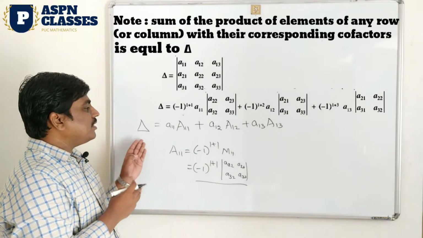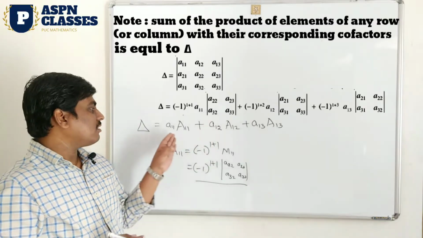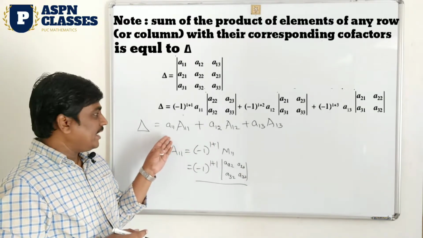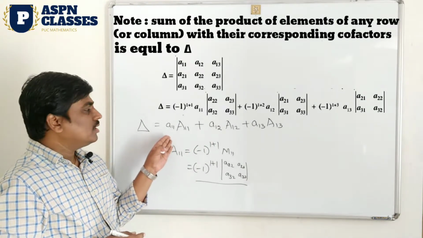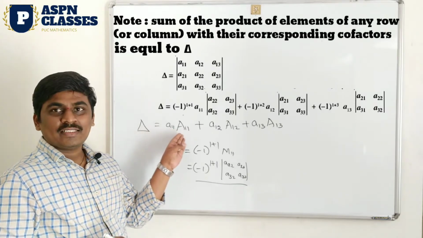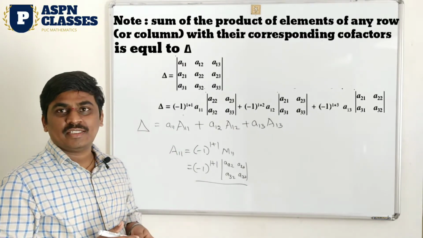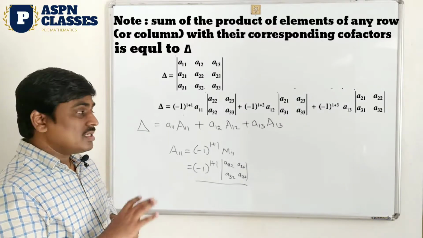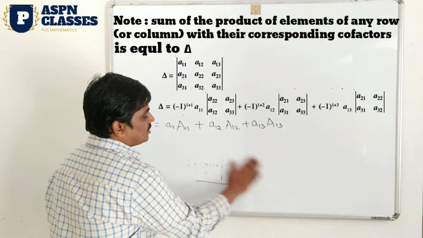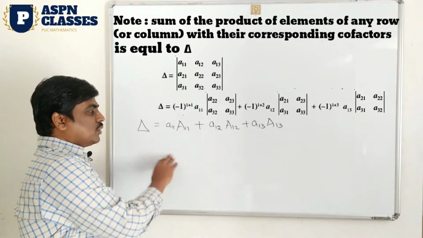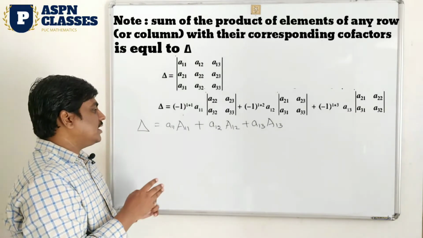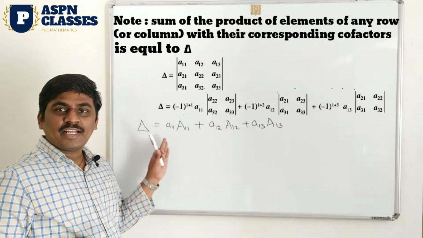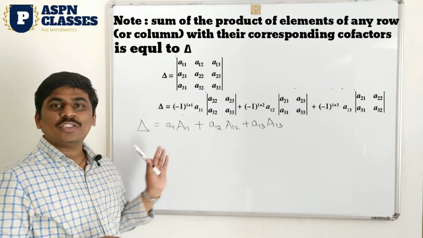So the determinant means the sum of the products of any row or any column with their corresponding cofactors is equal to the determinant delta. Suppose the row is different, the corresponding cofactor is different and the elements are also different, then what is the result?